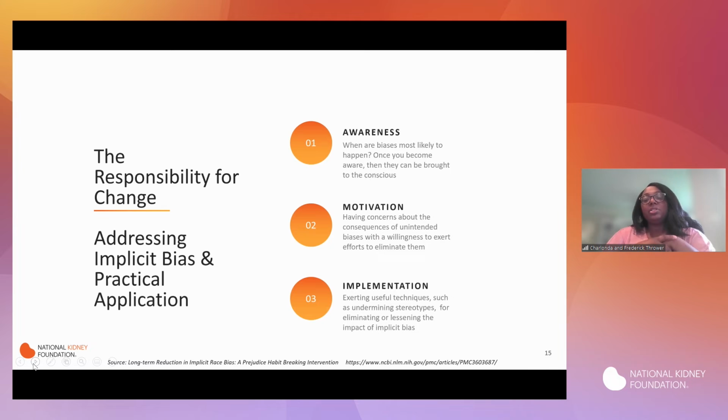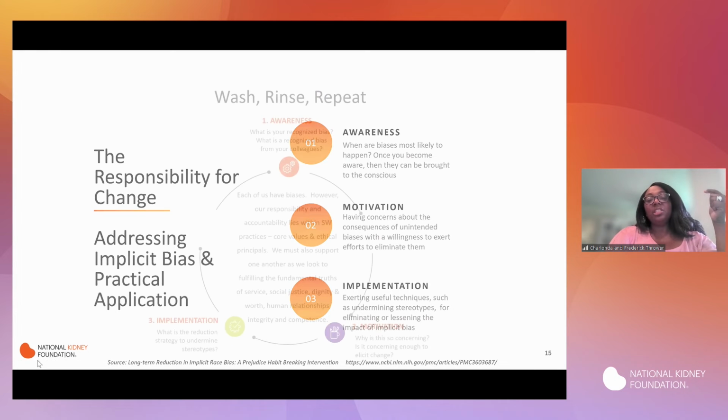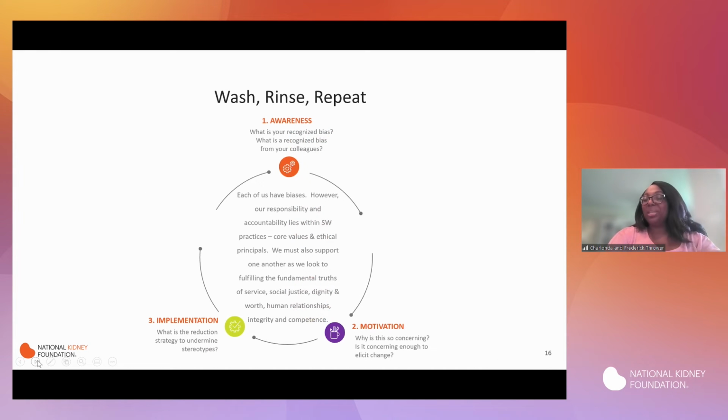So with the willingness to exert efforts to eliminate them, I'm actually going to give you a quick example of what these steps look like. And then there's also implementation, right? Exerting useful techniques, such as undermining those stereotypes, looking for information that squashes and cuts to the core of that generalization and unjustified implicit bias. We have to be intentional about that. We just definitely do. So again, it's awareness, it's motivation, it's implementation, and guess what? It's wash, rinse, and repeat.